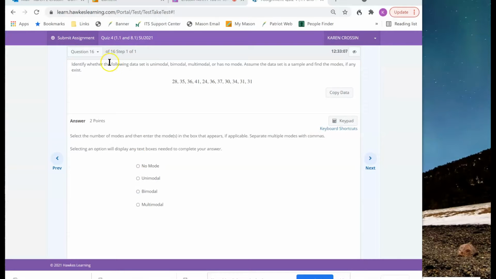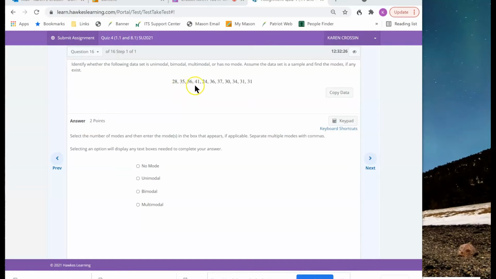We've skipped through a bunch of stuff that was not too bad. Identify whether the following data set is unimodal, bimodal, multimodal, or has no mode. Assume that the data set is a sample and find the modes, if they exist. What does mode mean? Is mode the number that shows up the most? Yes. Mode is like in French, it means fashion, so it's the most popular thing right then. It's the most common thing. So mode is the most.